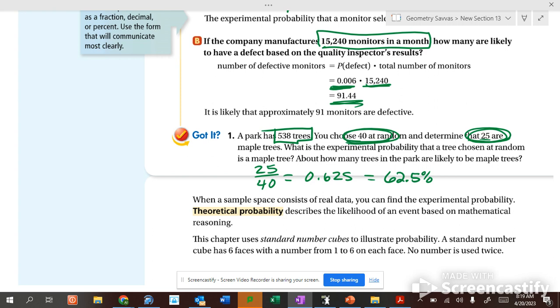More than half. But we want a number on these trees. We want to know how many there would be. Mr. Downs? How many do you think there are? What would you do with your numbers? If you have 62.5% of them are maple trees, and then you have 538 trees, what would you do with those two numbers? Divide? I don't think I would divide. What else could you do, Lilith? Multiply. If you multiply those, Lilith, what did you get?